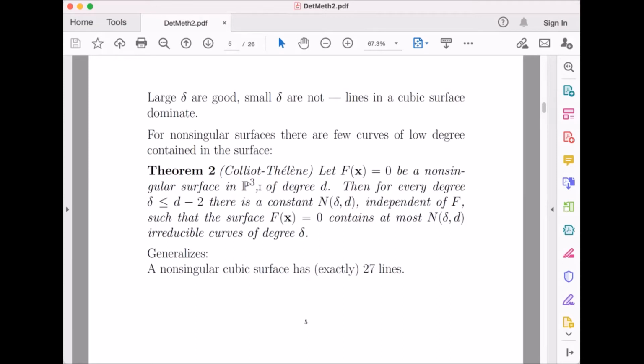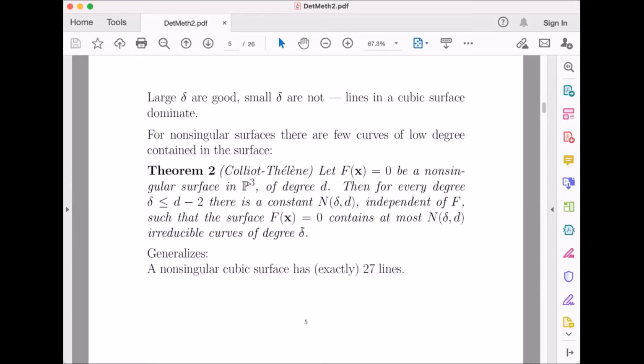And then for curves of degree delta up to D minus 2, there's a constant independent of F such that the surface contains at most capital N irreducible curves of degree delta. So if D is 3, that means delta has to be less than or equal to 1. There's a constant independent of the surface such that every, in this instance, cubic surface contains a bounded number of curves of degree delta, of degree 1.